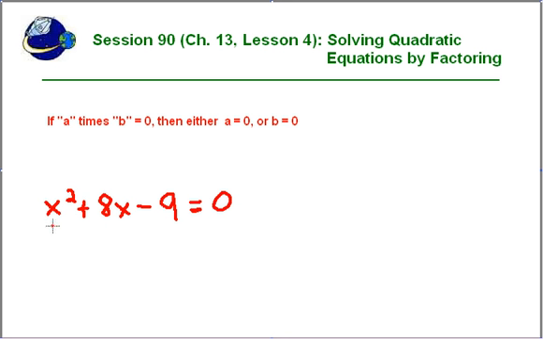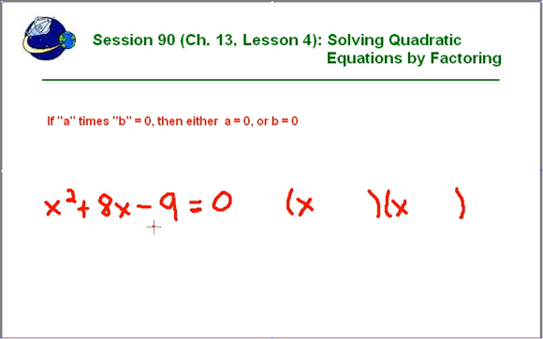Let's take a look at our first quadratic equation here. x squared plus 8x minus 9 equals 0. Let's go ahead and quickly factor this. Our x squared is going to have an x as its first term in the first polynomial there, and x as the first term in the second. We now need to take a look at our constant here, negative 9. We need to think of factors of negative 9.